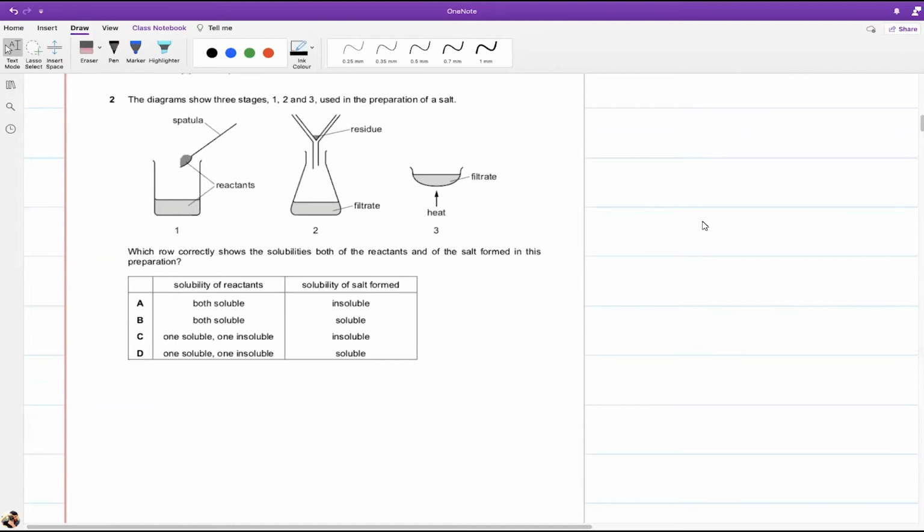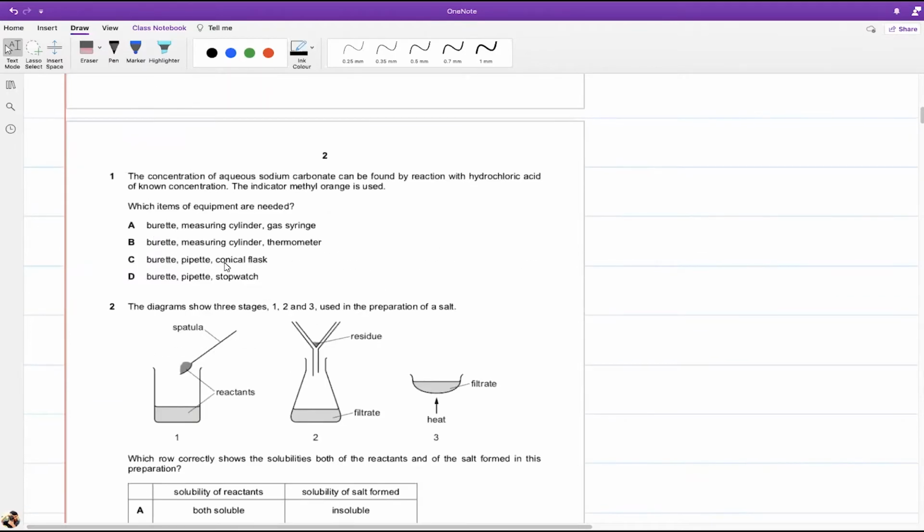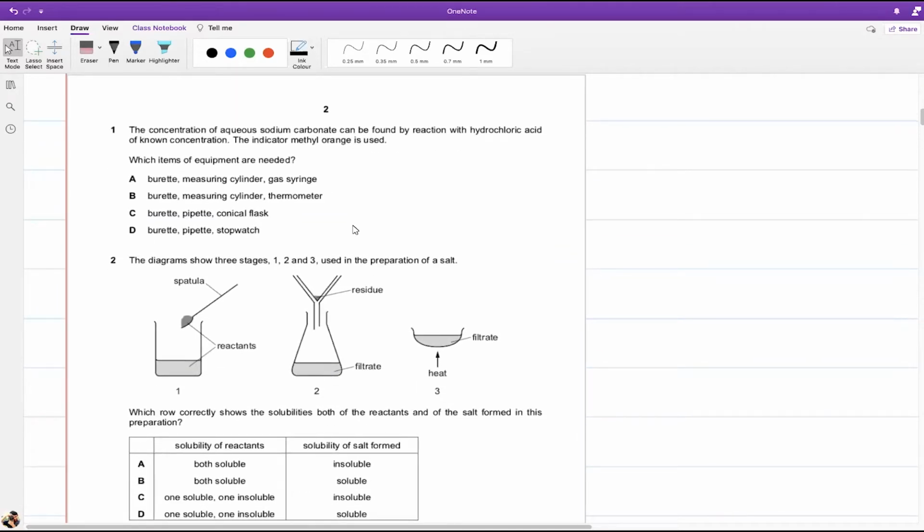The diagram shows 3 stages, 1, 2. Acha, by the way, in the last question, if they ask you to find the rate of reaction, then what can we do? All the other 3 options, A, B, and D, can be used to figure out the rate of reaction. Why is that? Because rate of reaction can involve a gas being given off, carbon dioxide, so we can use a gas syringe for that. There is a thermometer, because it's an exothermic reaction, we can use that. And we just have to add a stopwatch to both of them, okay?